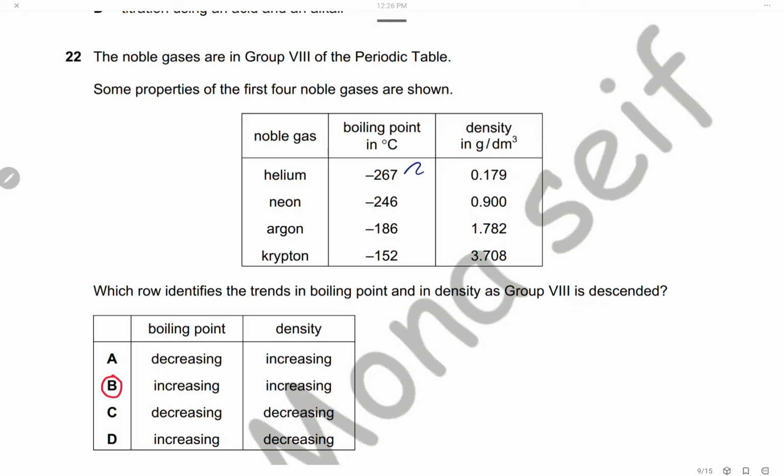As we can see, the number shown here for the boiling point increases as we go down the group from -267 to -152. So the boiling point increases as we go down the group, and of course the density is also increased, from 0.1, 0.9, 1.7, 3.7. This is an increase in the density, so we will choose both the boiling point increase and the density increase. The answer is B.